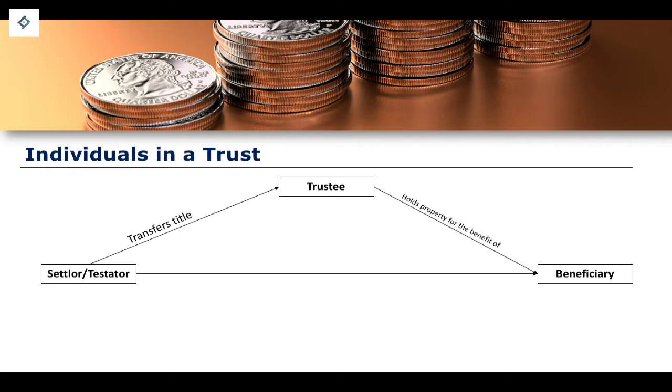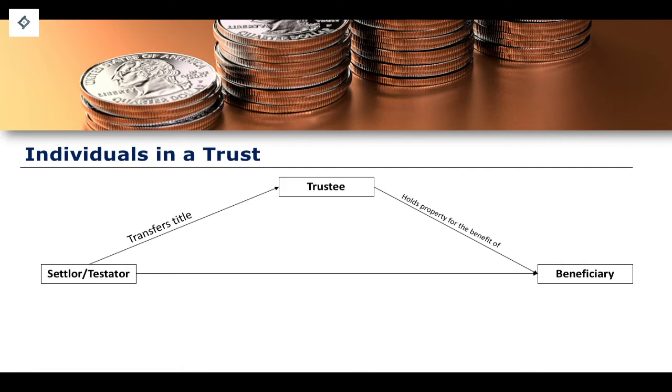These are the individuals who exist within a trust. Now, in terms of legal and equitable ownership, the settlor, or the testator, has the original legal title. They transfer that legal title to the trustee. But the trustee has to hold that property on trust for the beneficiary, and therefore the beneficiary has equitable rights to that property. So they have rights in equity.